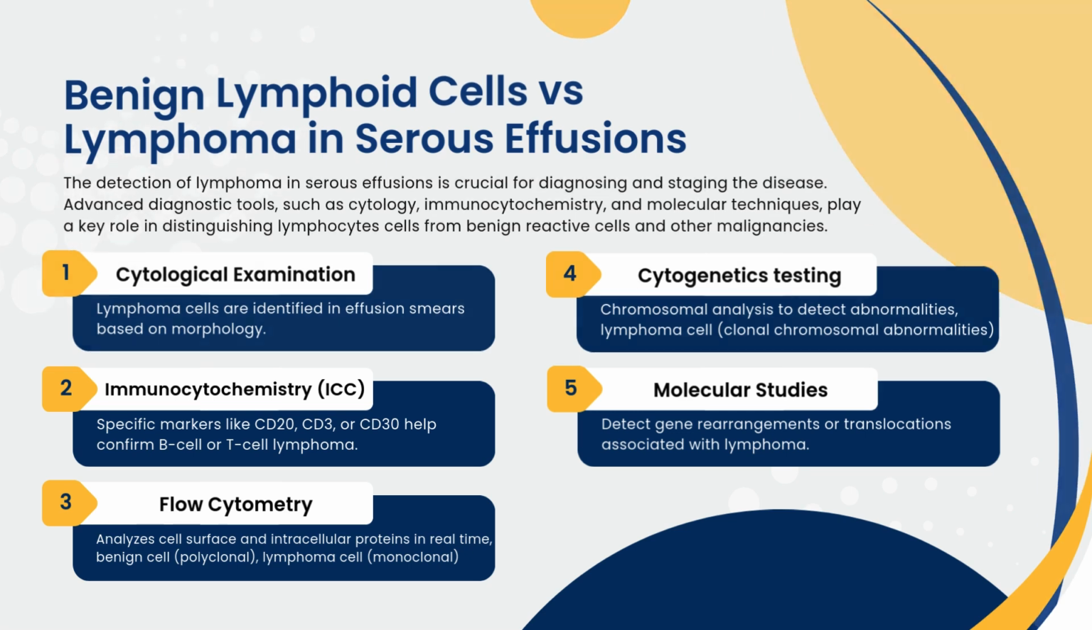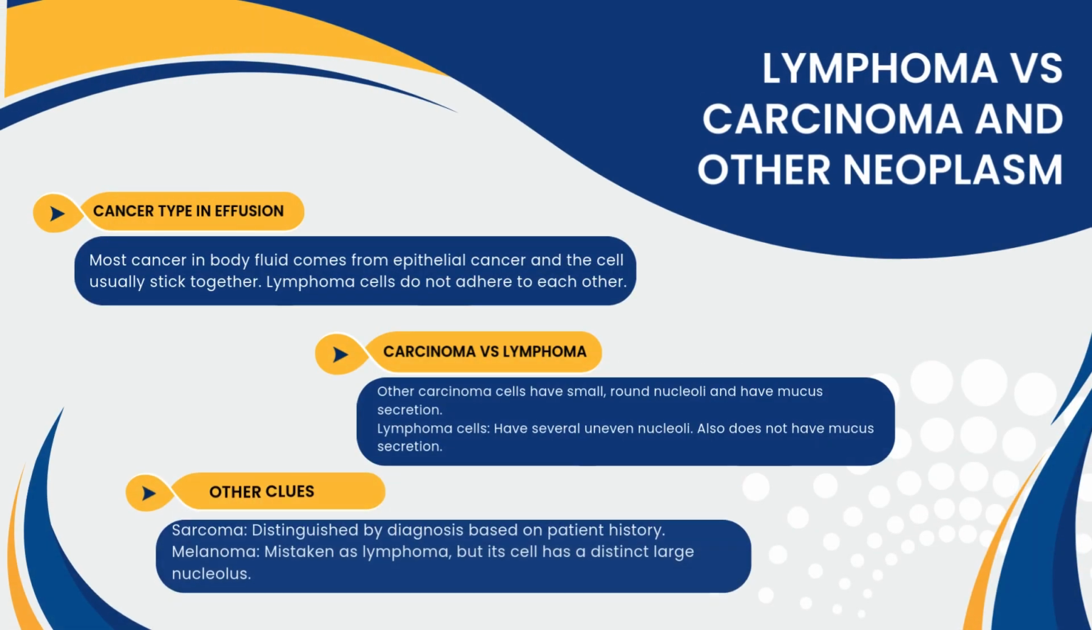Next part is how to distinguish between lymphoma, carcinoma, and other neoplasms. Firstly, the main cancer in body fluid comes from epithelial cancer, and the cells usually stick together, but lymphoma cells do not adhere to each other. Second, carcinoma cells usually have small round nucleoli and mucus secretion, but lymphoma cells have several uneven nucleoli and also do not have mucus secretion.